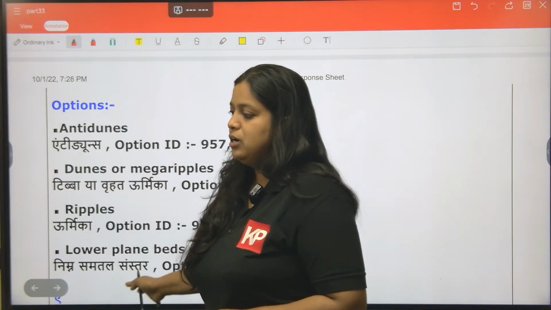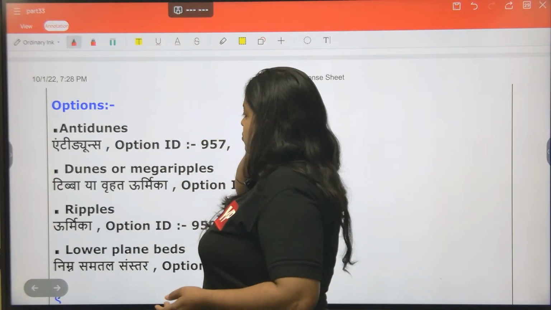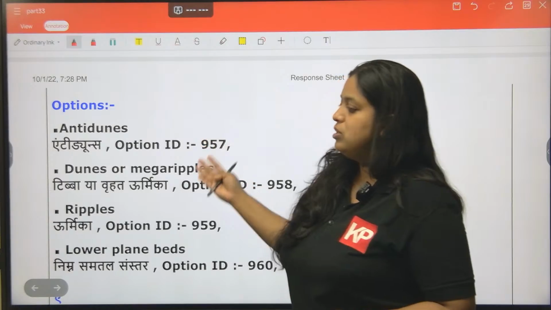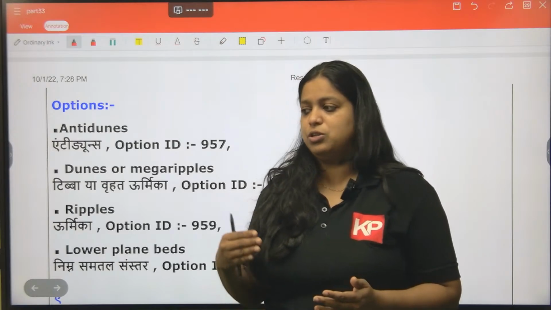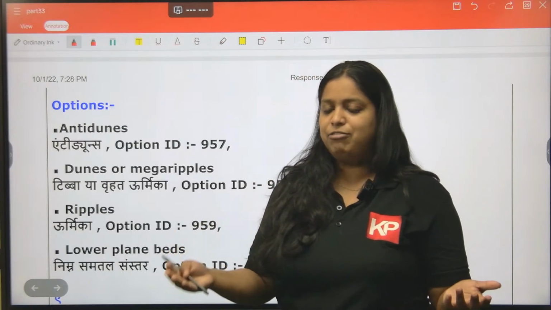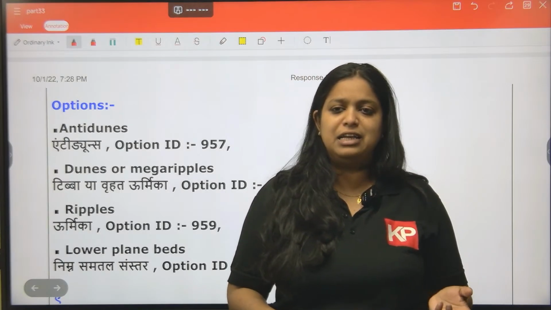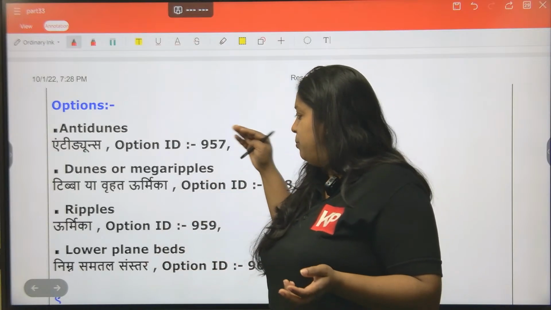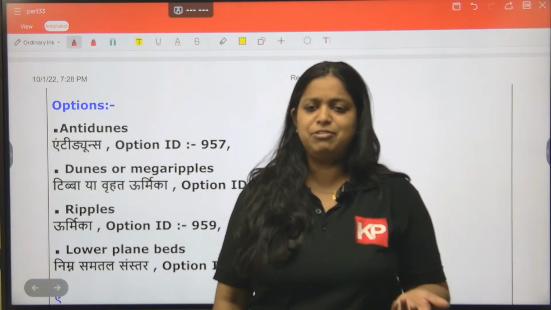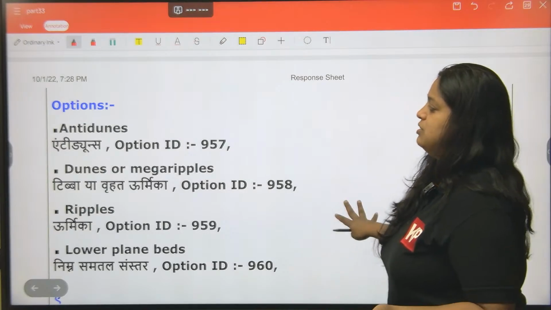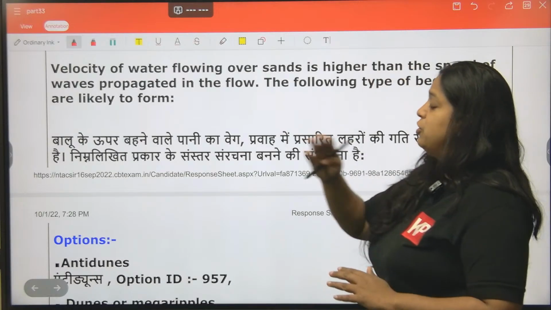Among the terminologies antidunes, dunes or mega ripples, all these landforms we can divide into two on the basis of the energy situation, on the basis of Froude number. F greater than 1, F less than 1. F is equal to 1 is plain bed. When F is greater than 1, it is antidune. F less than 1 is from ripples to dunes to the cross beddings and everything. So when the energy situation is much higher, the velocity of water flow over sand is higher than the speed of waves propagated.